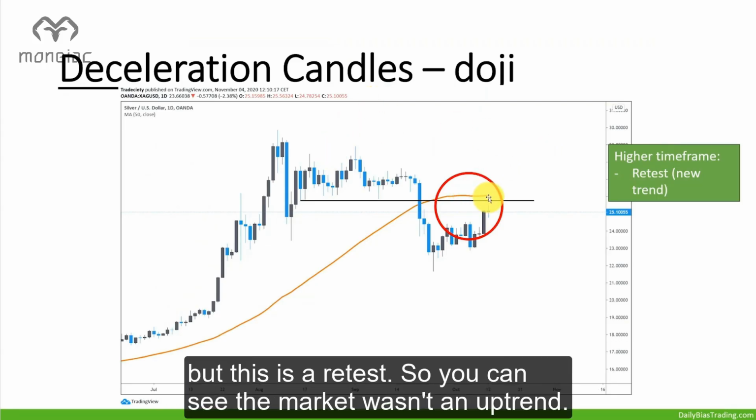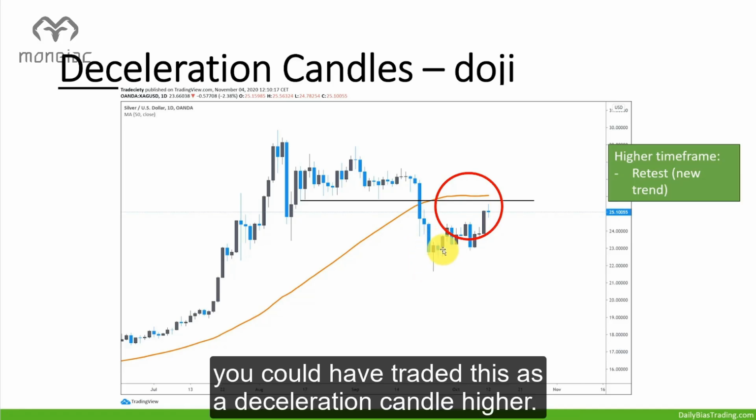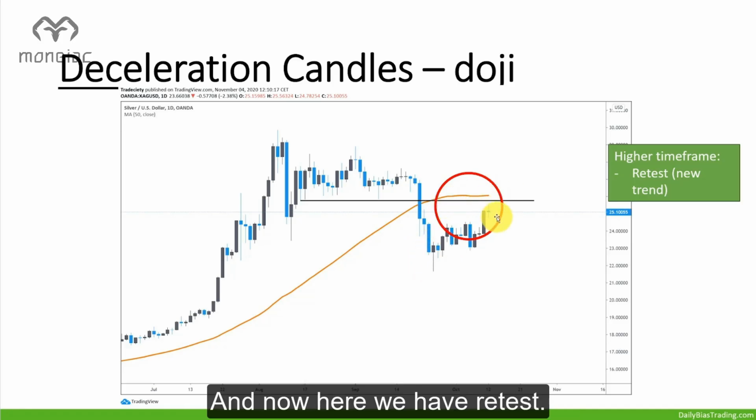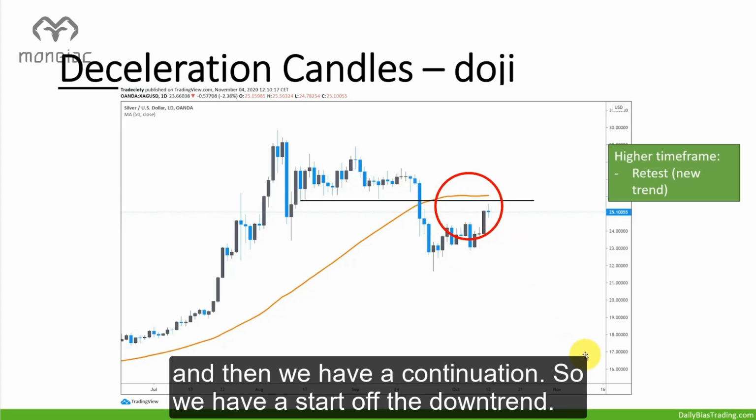Here we have a deceleration candle as a doji, and this time it's not an overextended trend, but this is a retest. So you can see the market was in an uptrend. It reversed, broke below the moving average. Here, by the way, you could have traded this as a deceleration candle higher. And now here we have a retest. So what happens is that the market starts a new trend, it reverses, and then we have a continuation.